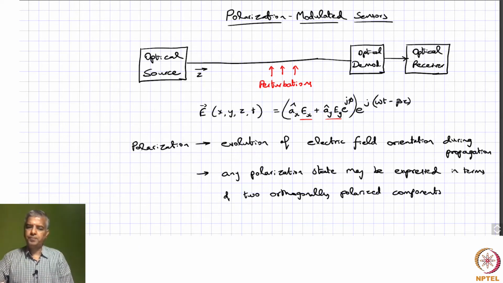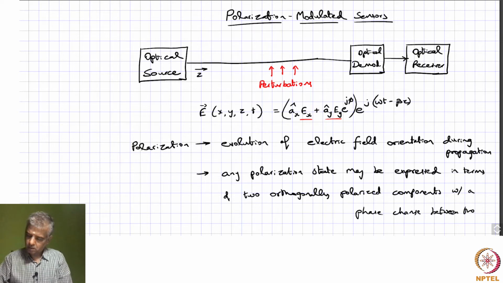Okay, and of course it could also have a phase change between them. So in this case, the quantity within the brackets denotes the polarization, and it could be any arbitrary polarization state. Okay, so that's the beauty of this. Any arbitrary polarization state can be expressed in terms of these x and y polarization components.